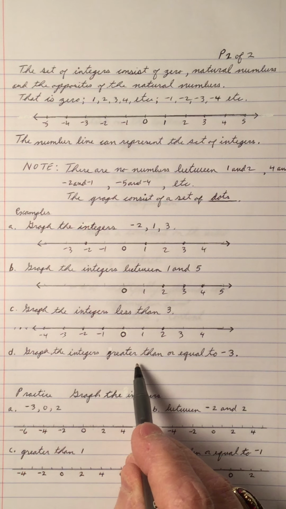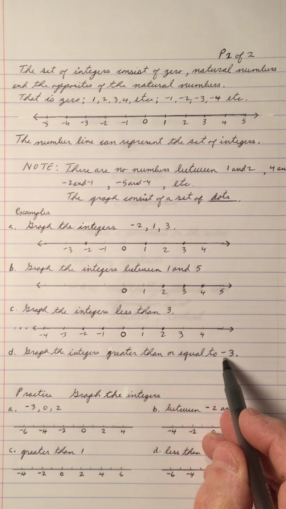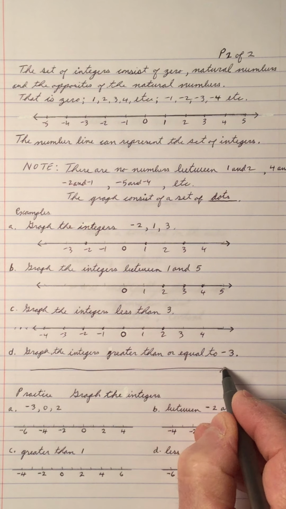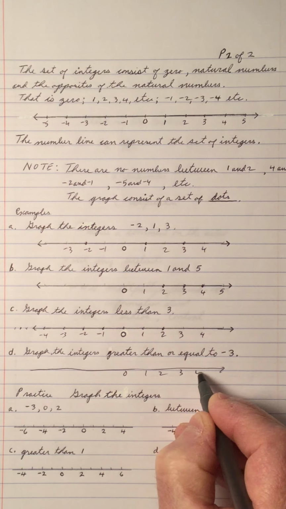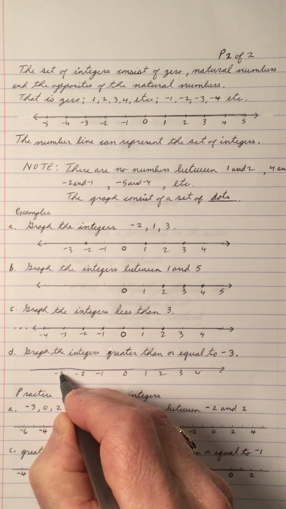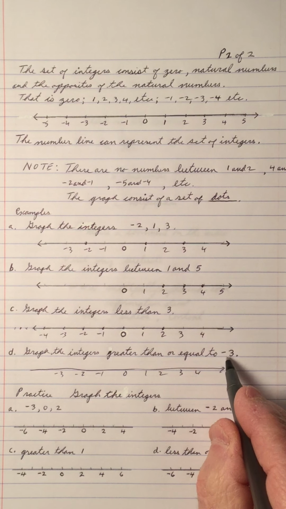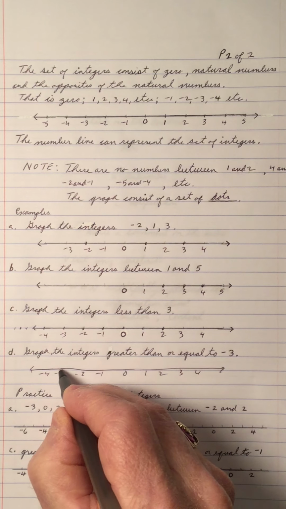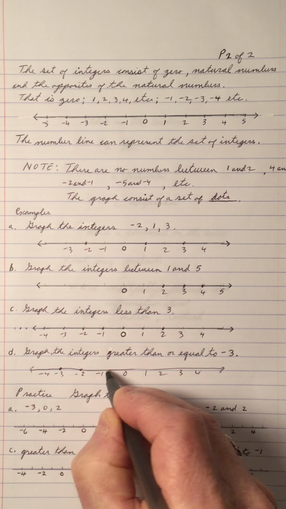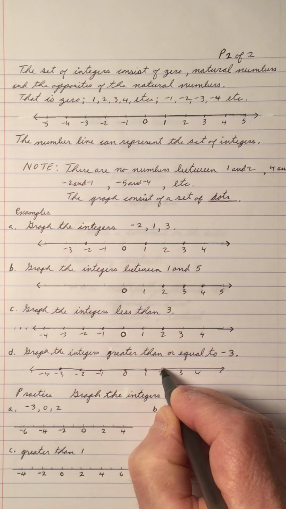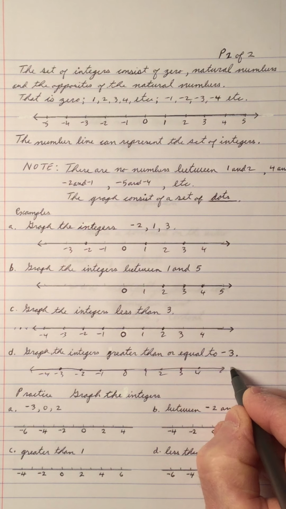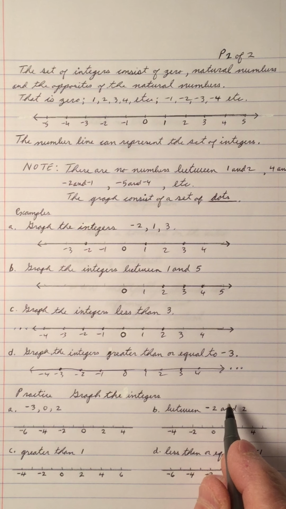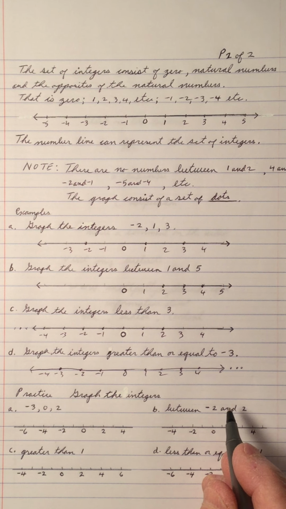D, graph the integers greater than or equal to -3. I forgot to put the number line, so this one takes a second to draw a number line in. It says greater than or equal to -3. So there's the arrows. Greater than or equal to -3 and greater: -3, -2, -1, 0, 1, 2, 3, 4, and they go on and on and on. So the 3 dots indicate they go on. Sorry for that.